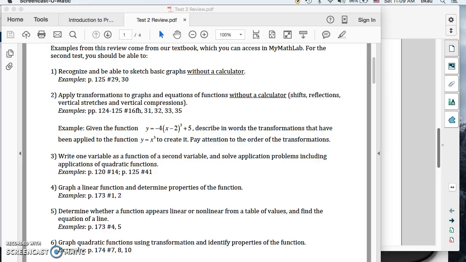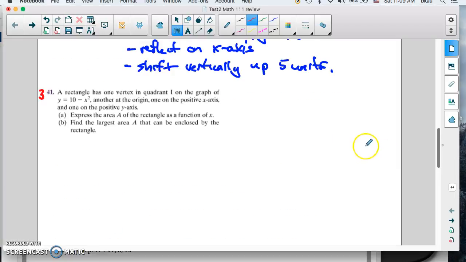All right, now in this video we're going to start with problem number 3. Write one variable as a function of a second variable and solve. I've given you two examples here. Let's start with the second example. It says we're going to form a rectangle, and there might have been one drawn in the book. I'm not sure, but we'll draw one just like what it says here.